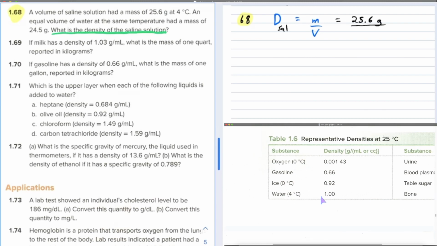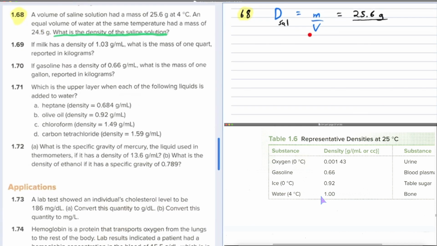So for water, we already know the density. And the problem gives us the mass. If we know the density and we know the mass, then we can figure out the volume of water. And once we do that, that's going to be the same as the volume of the saline solution. So let's look at another equation for the water. So let's do this aside.